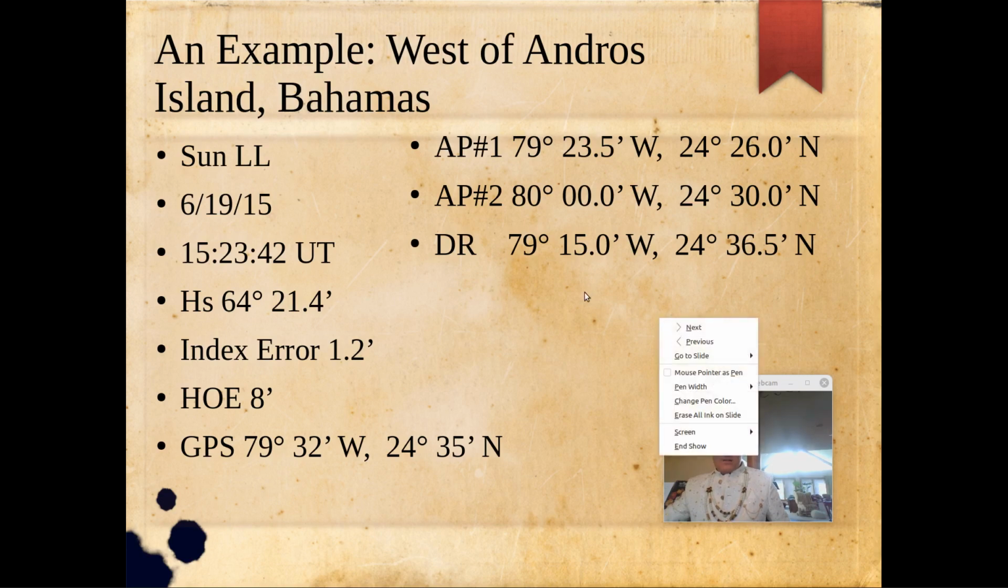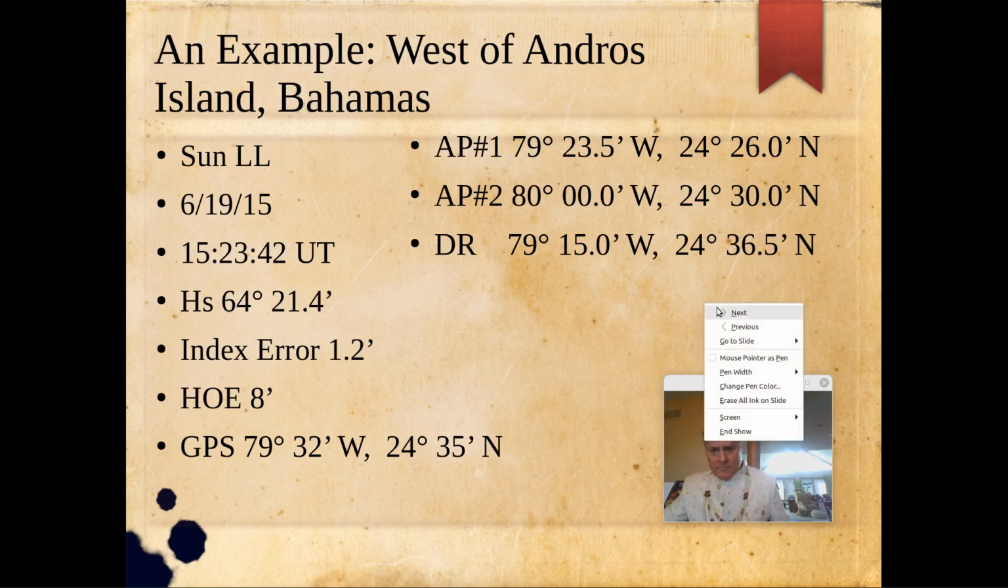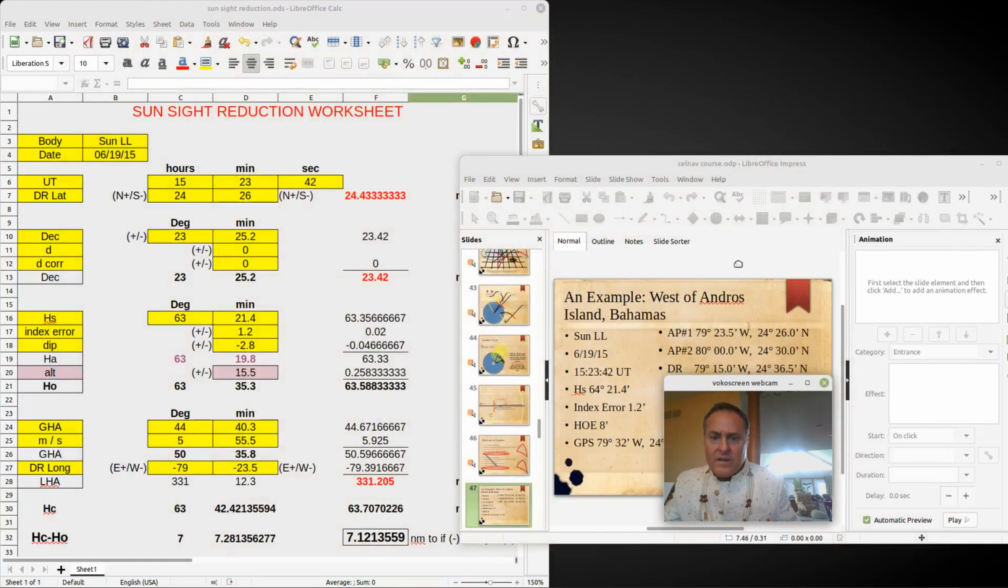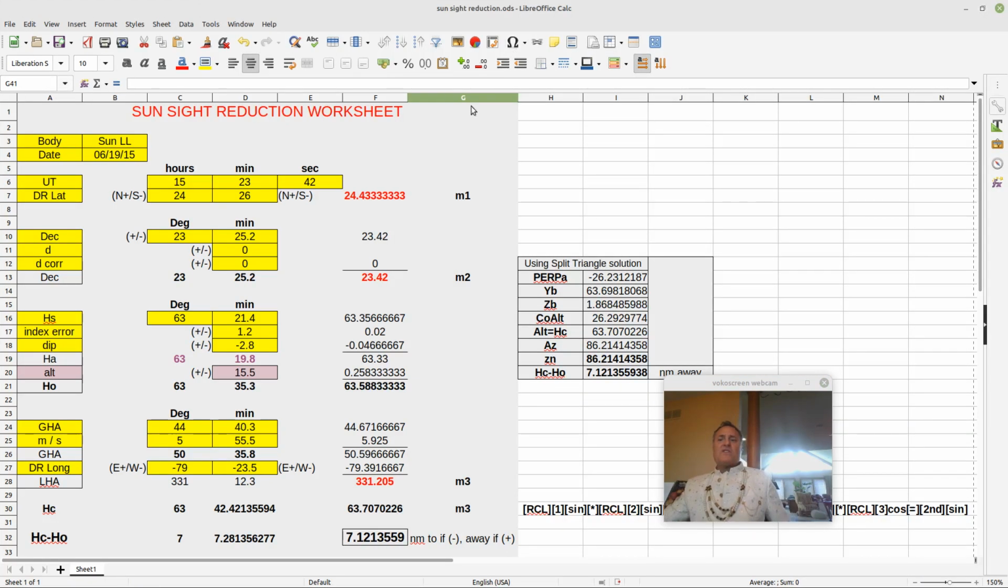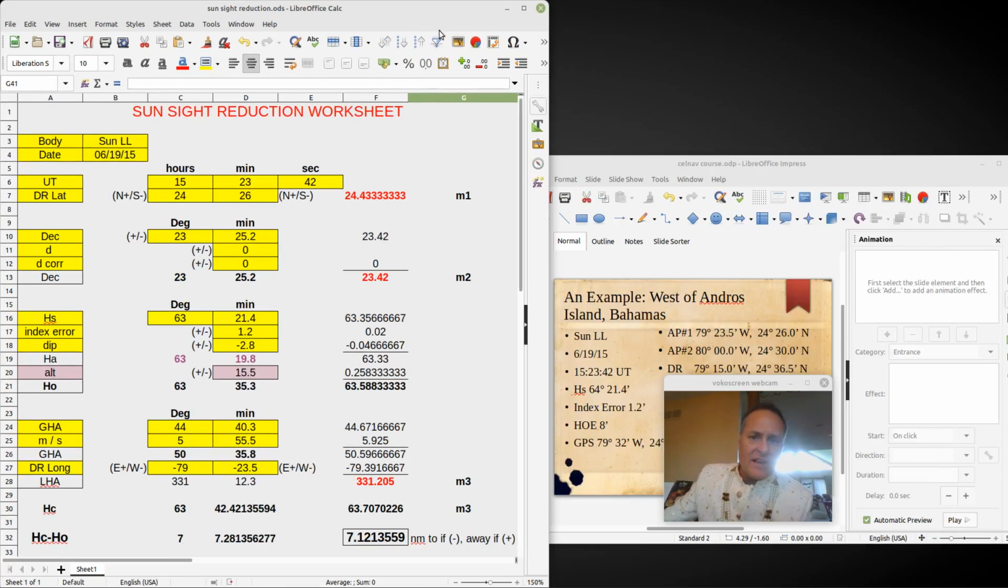Now for now, let me end show. I'm going to go to this Excel document, and we're going to take that first assumed position, 79 degrees, 23.5 west, and 24 degrees, 26.0 north, and I'm going to plug it into a spreadsheet that I've designed. On this spreadsheet, which you can simply design yourself in Excel, the yellow values are input values, and everything else is calculated by the computer.